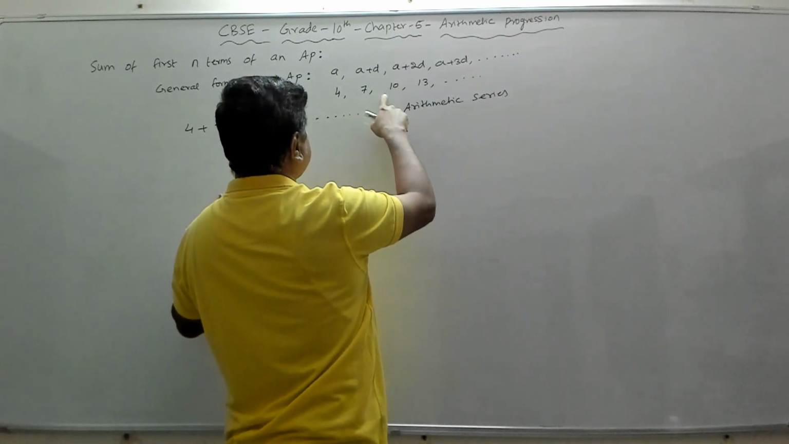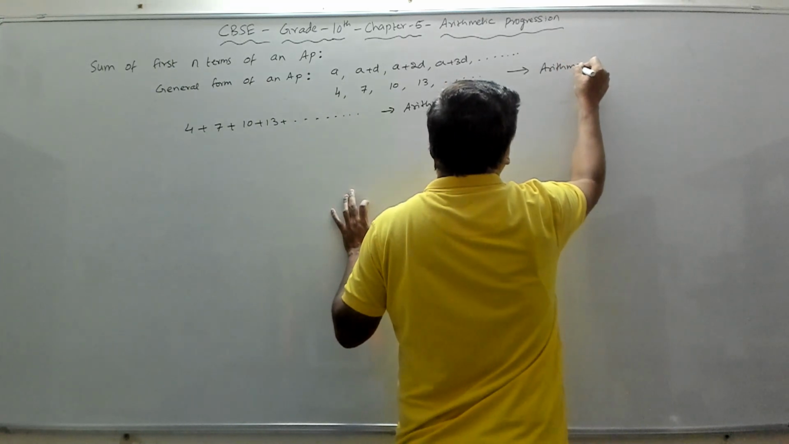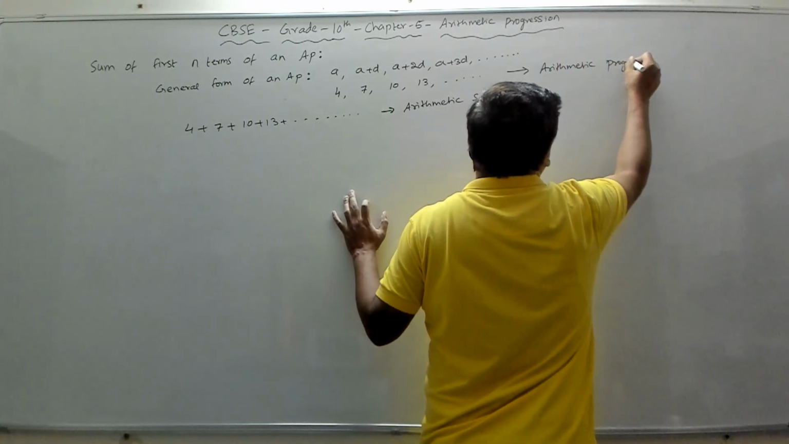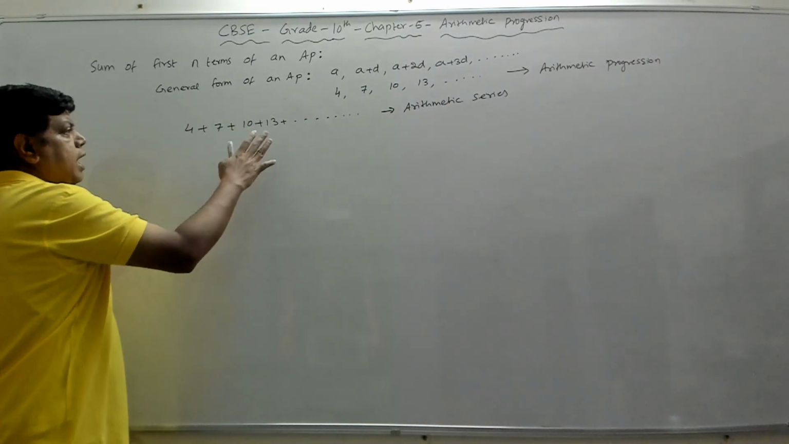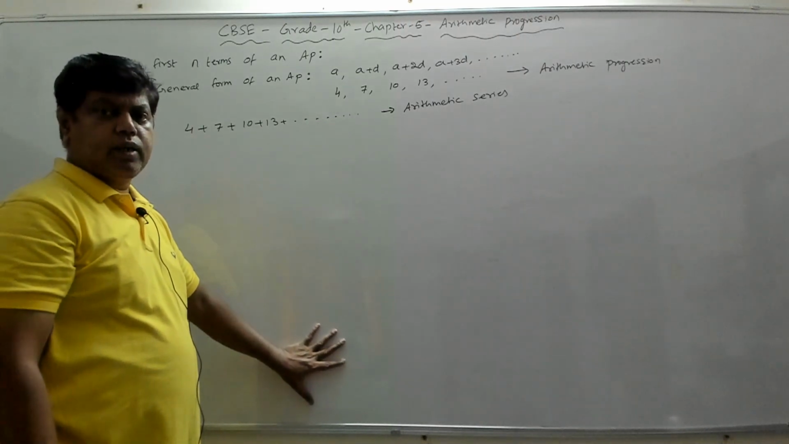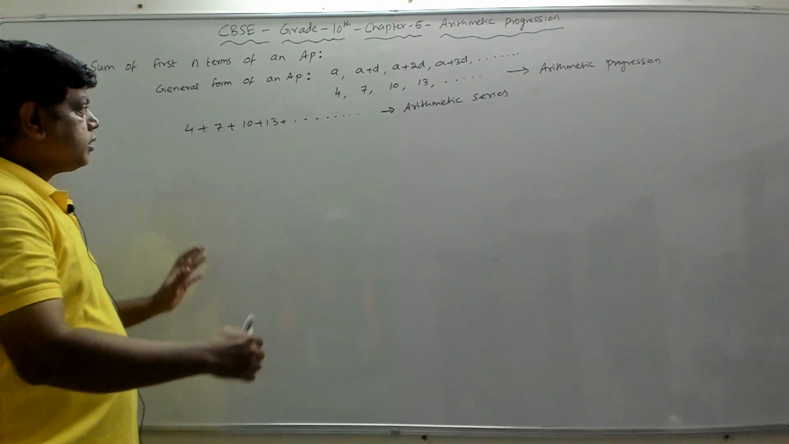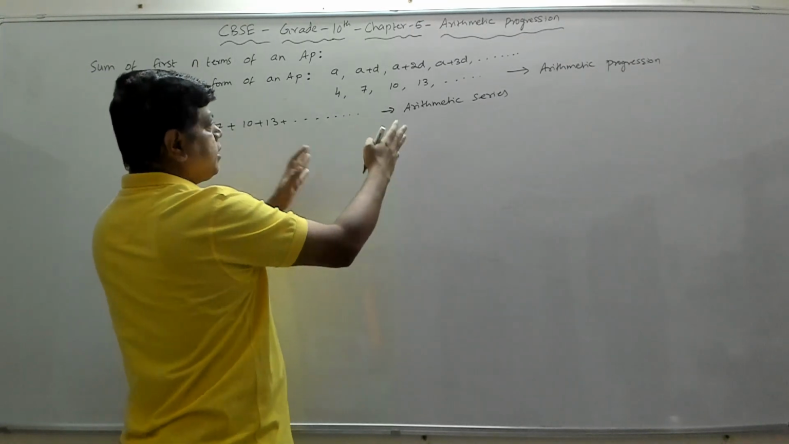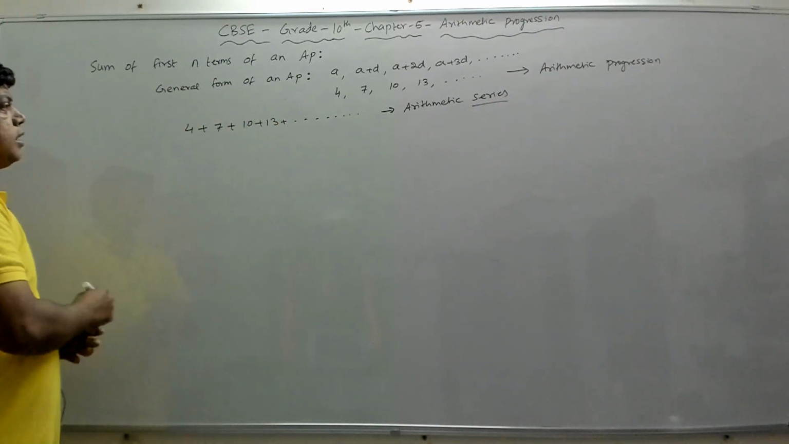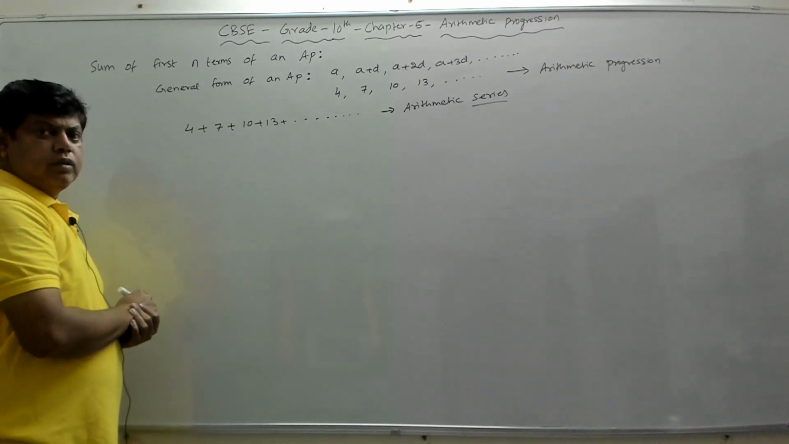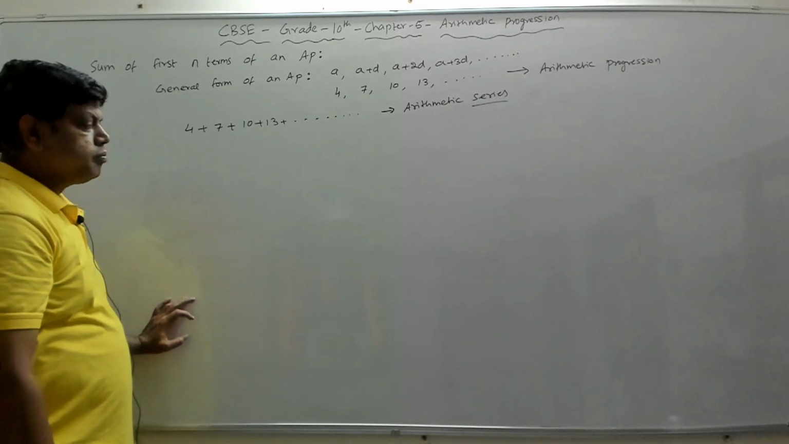If it is 4, 7, 10, 13, this is called an arithmetic progression. If you are adding up, then it's called an arithmetic series. When you add the terms of an AP, that addition of terms of an AP is called an arithmetic series. Now we are going to see how we are going to add the terms in an AP.